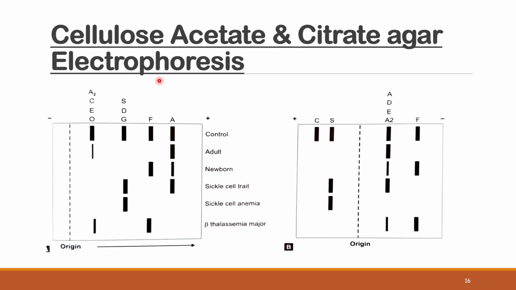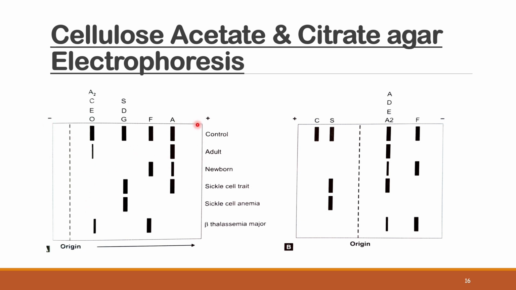Electrophoresis also can be done. Now, if we talk about the electrophoresis in detail, then it can be done at two pH. One is alkaline pH, that is the cellulose acetate method, and at the acidic pH, that is known as the citrate agar method. So, in this cellulose acetate method, the pH is alkaline.